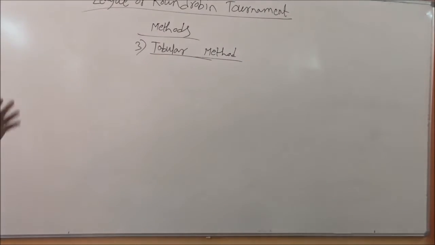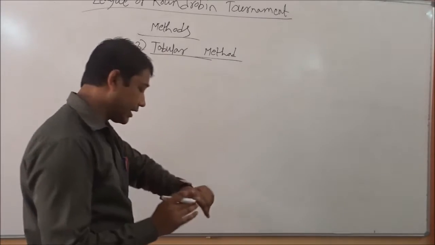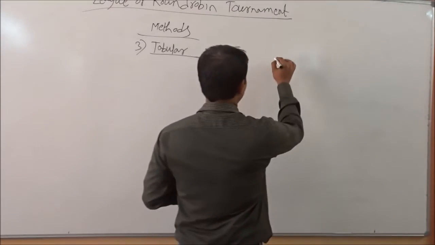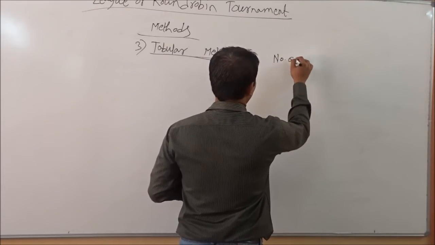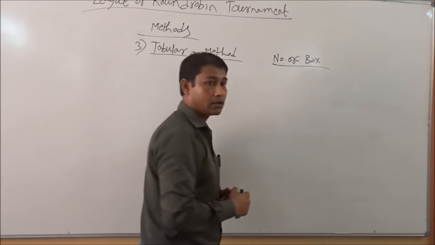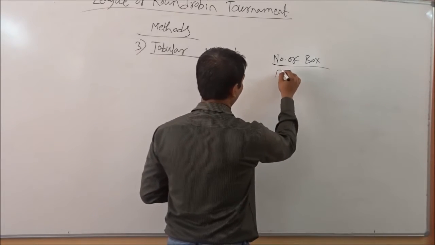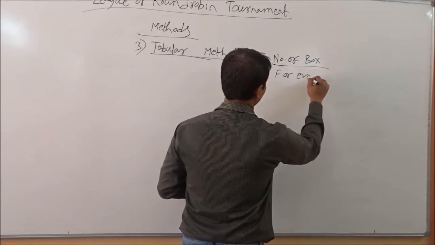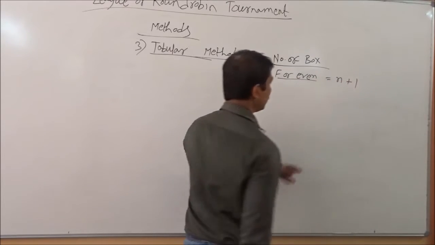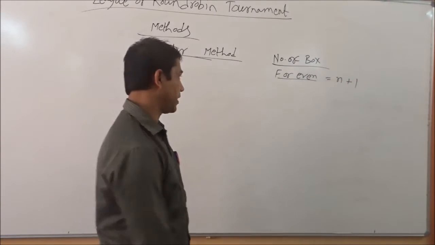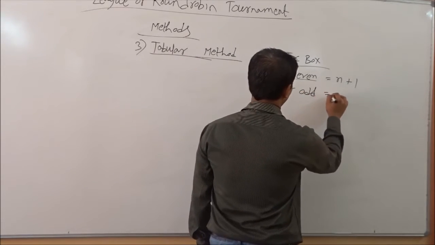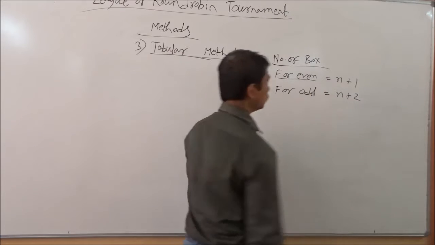So, here, as I have told you earlier, one formula needs to be added. That is the number of boxes. So, number of boxes for an even number of teams will be n plus 1, where n represents the number of teams participating. For an odd number of teams, it will be n plus 2.